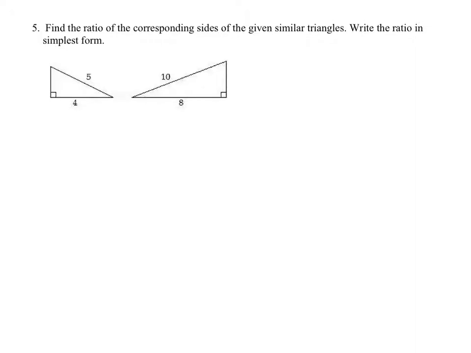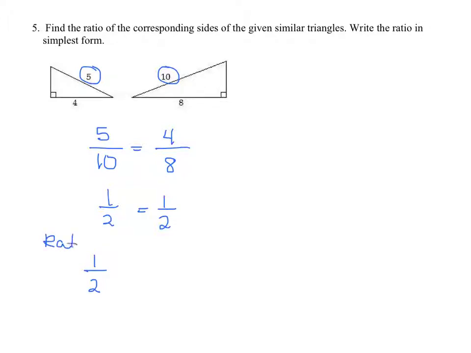Find the ratio of the corresponding sides of the given similar triangles. Write the ratio in simplest form. So if we think about it, the 5 is going to correspond to 10, and 4 corresponds to 8. You'll notice that both of these simplify to 1/2. So the ratio would be 1/2, and that's what we would type into our homework on the computer.